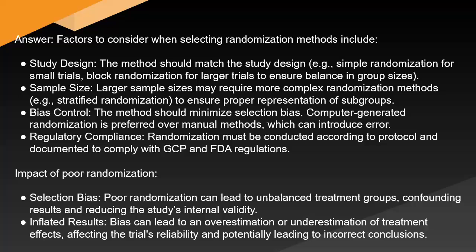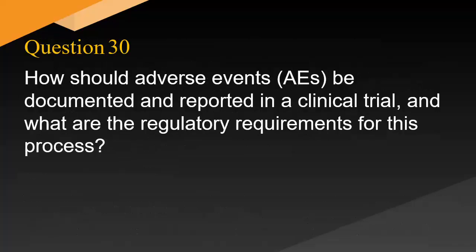Impact of poor randomization. Selection bias: poor randomization can lead to unbalanced treatment groups, confounding results and reducing the study's internal validity. Inflated results: bias can lead to an overestimation or underestimation of treatment effects, affecting the trial's reliability and potentially leading to incorrect conclusions. How should adverse events (AEs) be documented and reported in a clinical trial, and what are the regulatory requirements for this process?